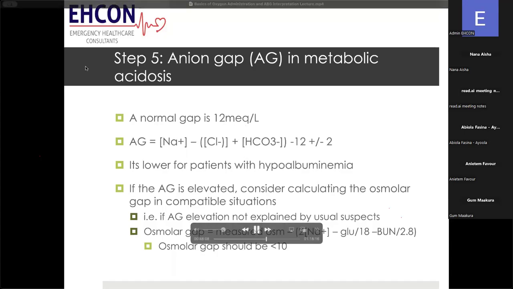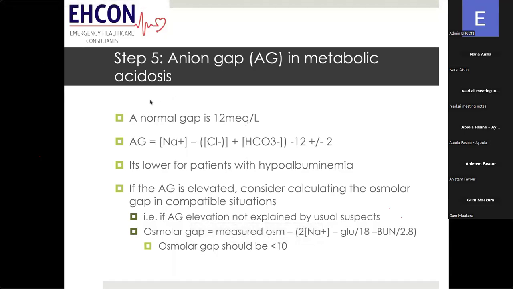And so if a patient has hypoalbuminemia, we do have to take that into account when we correct or calculate the anion gap. And if the anion gap is elevated, then you need to consider whether or not there is an osmolar gap as well. So if the anion gap is elevated, but you can't explain it by the usual MUDPILES suspects of methanol, uremia, diabetic ketoacidosis, paraldehyde, or paracetamol, INH, lactic acidosis, ethanol, ethylene glycol, salicylates, and none of those things are giving you a picture for why this anion gap might be elevated, you need to start thinking about something else. And that's where the osmolar gap comes into play.